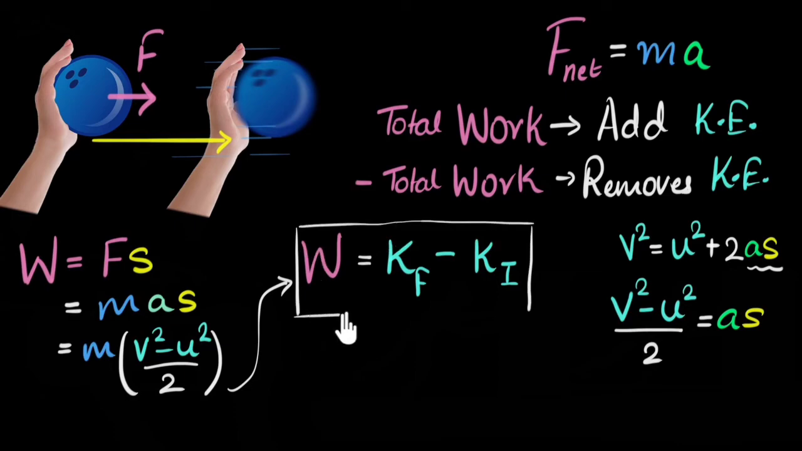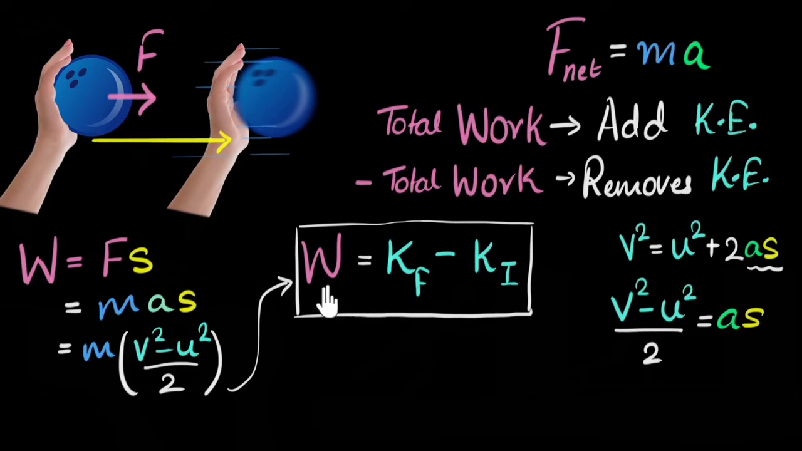It's saying the same thing that we discussed already. If you do positive work, notice the final kinetic energy will be more than initial. That means you're adding kinetic energy. If you do negative work, you are removing kinetic energy. This equation is also telling that if you do 100 joules of work, as an example, then your kinetic energy will increase by 100 joules. So you will add 100 joules of kinetic energy. Similarly, if you do 100 joules of negative work, then you will remove 100 joules of kinetic energy.